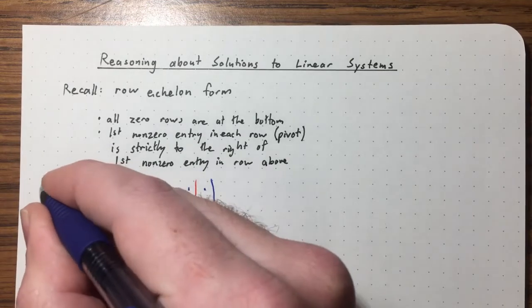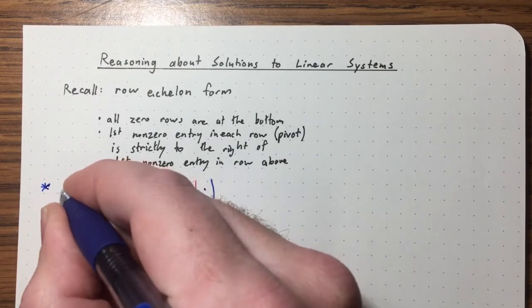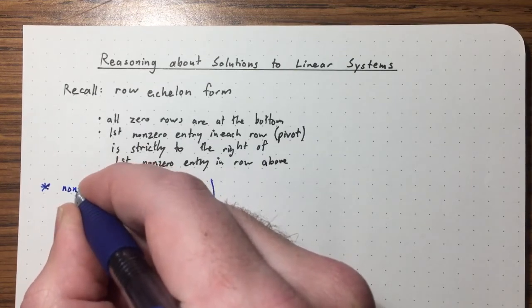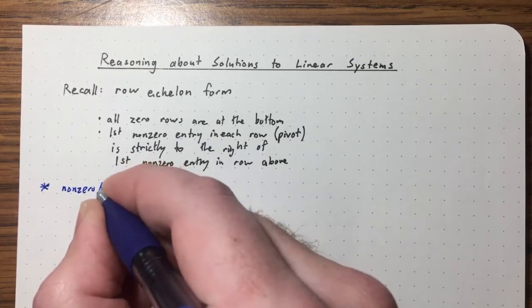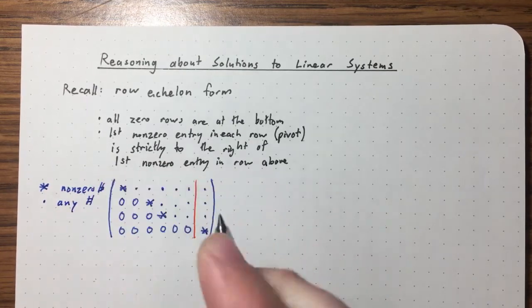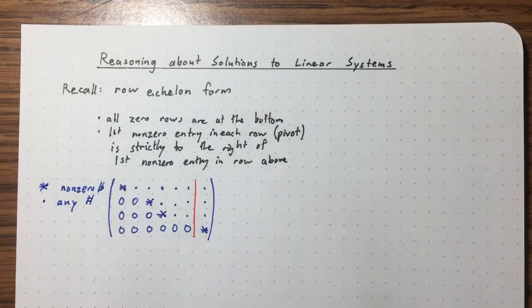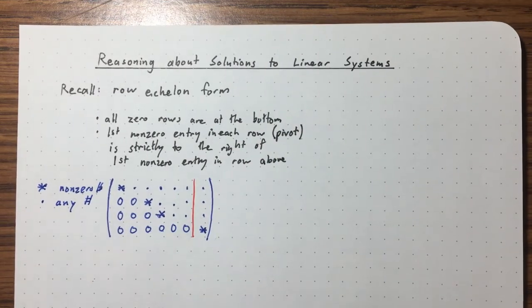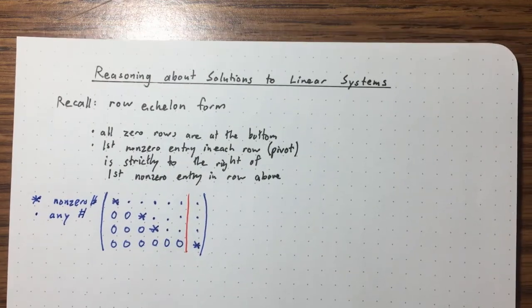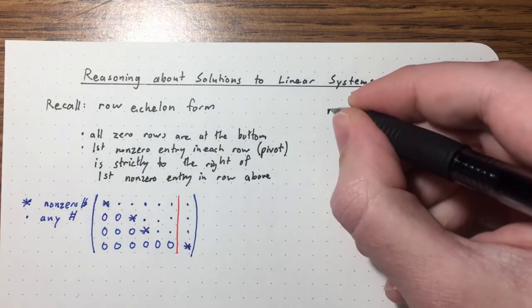And so this is going to indicate a non-zero number. And the dots are just any number. Okay, could be zero, could be non-zero. That's an example of a matrix in echelon form. It satisfies both of these. Here, I guess we don't have any all zero rows, but if we did, it would be at the very bottom.